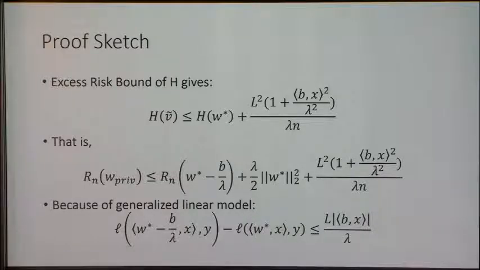Again, we'll use the same fact that because x is independent of b and b is a Gaussian vector, this quantity is at most of order log d with probability that is decreasing polynomially in d. And that will complete the proof.